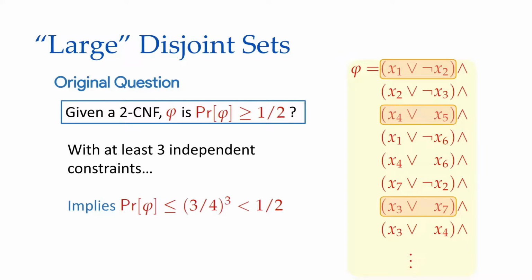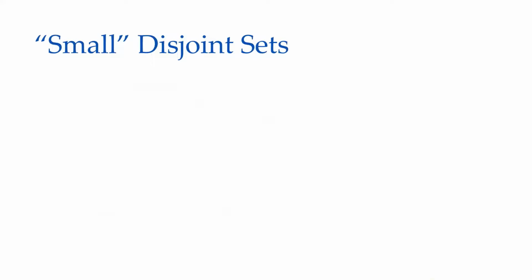So that's great. The other possibility is that we run this greedy algorithm and only find a small number of clauses to include in this disjoint set.